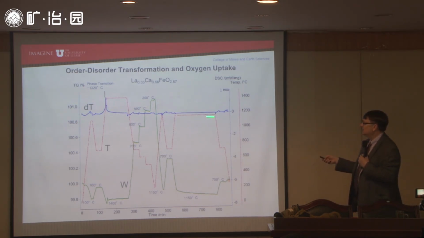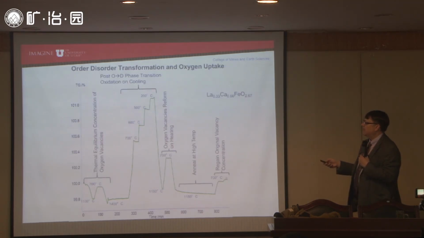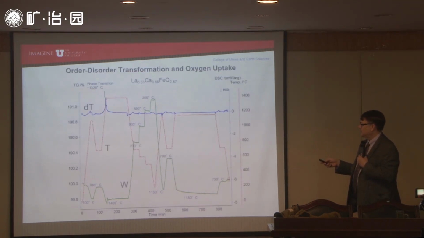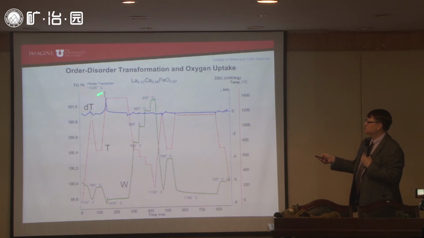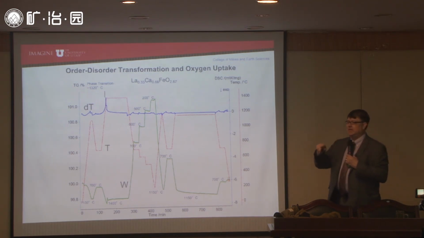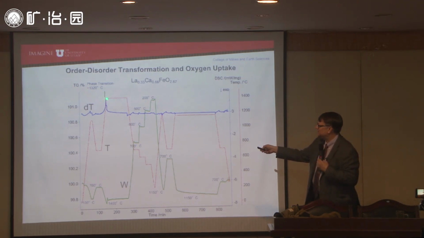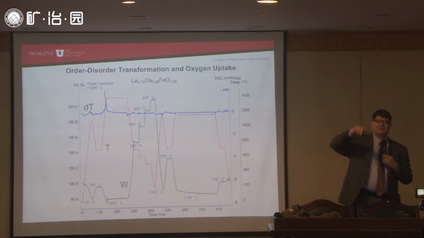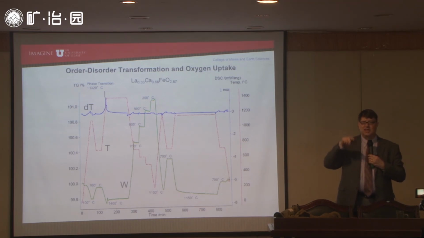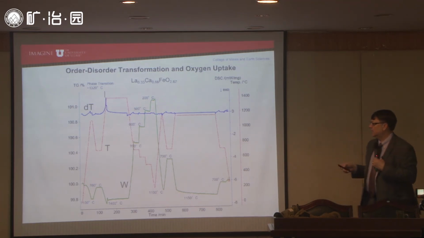And then the blue is the calorimetry data. So the blue is the calorimetry data. And the thing that is important to pay attention to here is this one peak. So that one peak is at this temperature, which is around 1320 degrees C. And so that is the order-disorder transformation. So we actually see the order-disorder transformation in the calorimetry data, okay?